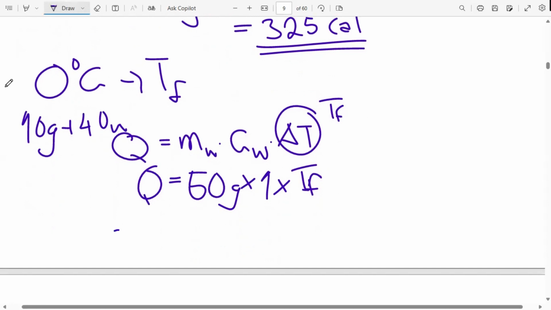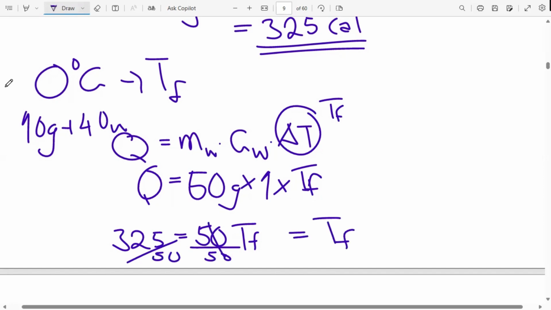So the value of Q remaining that we found was 325, and this is going to be equal to 50 multiplied by 1, which is 50 T final. And if we divide both sides by 50, I'm going to get my final temperature, which is the equilibrium temperature T final, being equal to what? Being equal to 6.5 degrees Celsius. And just like that, ladies and gentlemen, you will have found your equilibrium temperature. Very simple if you understand this method, but if you don't want to use this method, use that previous one that we used in class. And it's going to give you exactly the same answer.